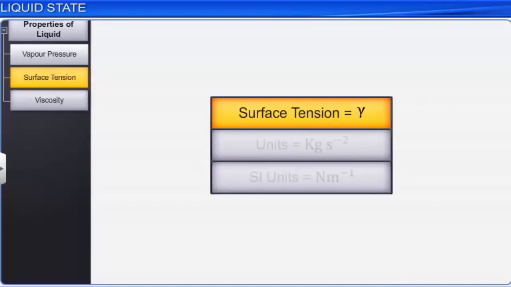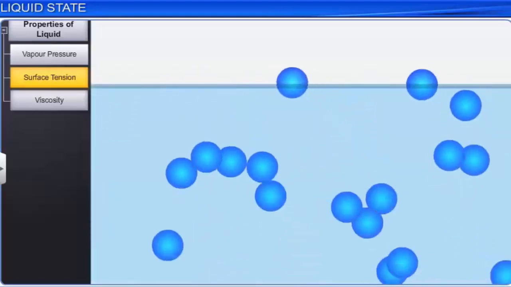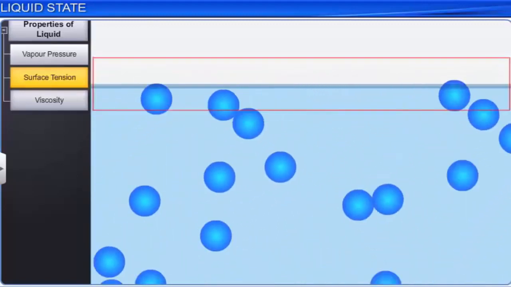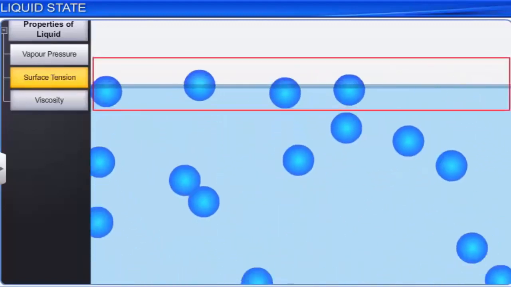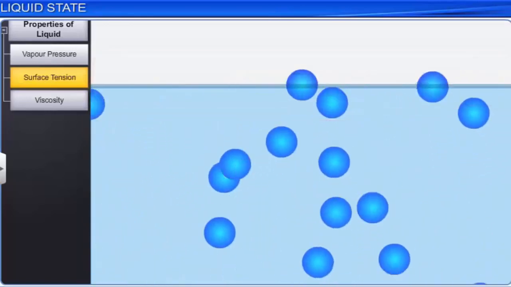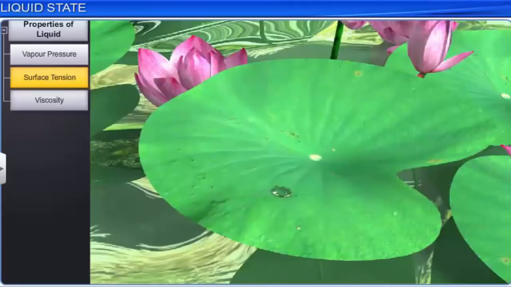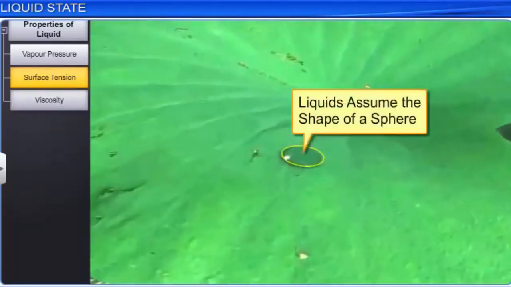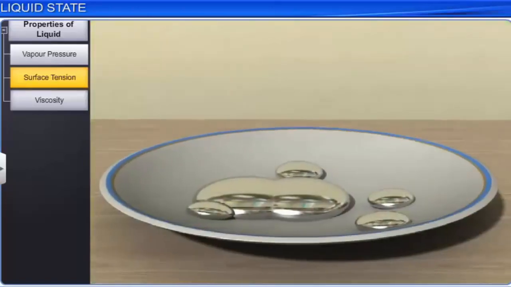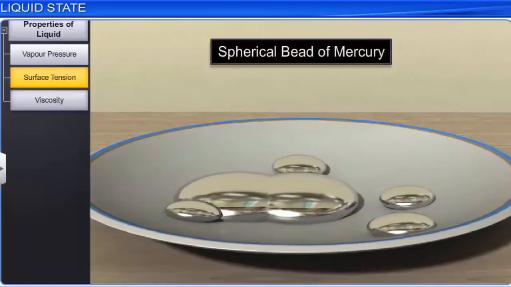To avoid the instability caused by the surface tension and to remain at the lowest energy state, liquids naturally tend to have the minimum number of high energy molecules on the surface. To minimize the surface area as much as possible, the molecules of liquids assume the shape of a sphere. This is why mercury forms spherical beads instead of spreading on a surface.